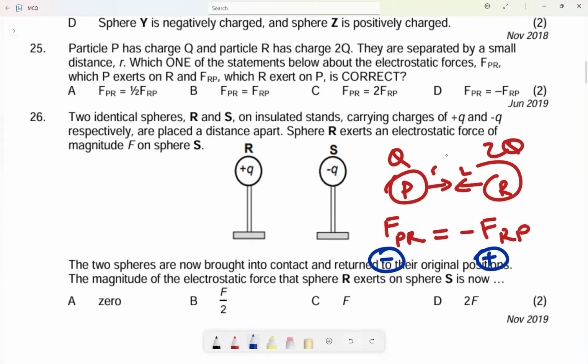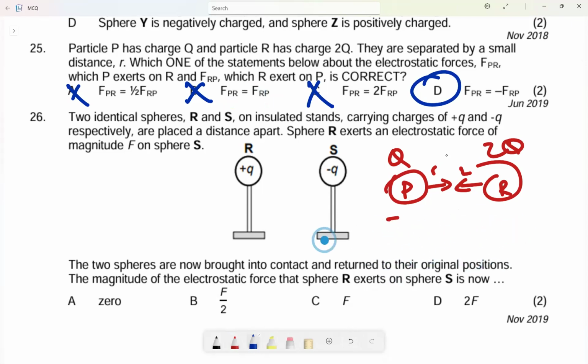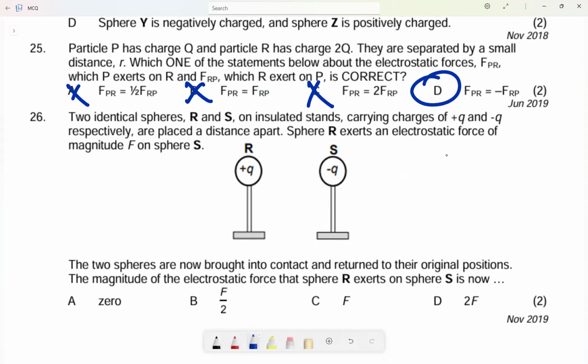Let's check that option. Force P, no, it is not half. They are not exactly equal. One should be negative. They are not double, but it has a negative sign to show that they are equal. They are the same, but in opposite direction. The force that they exert on each other is the same, but opposite in direction.